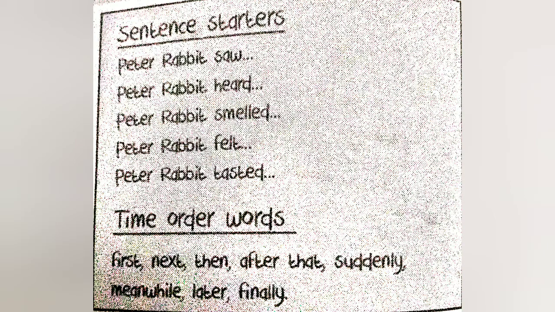Peter had 3 other siblings named Flopsy, Mopsy and Cottontail. Peter was caught stealing Mr. McGregor's vegetables, so he was chased around until he finally managed to escape. After Peter escaped, he decided to stop being naughty and listen to his mother.